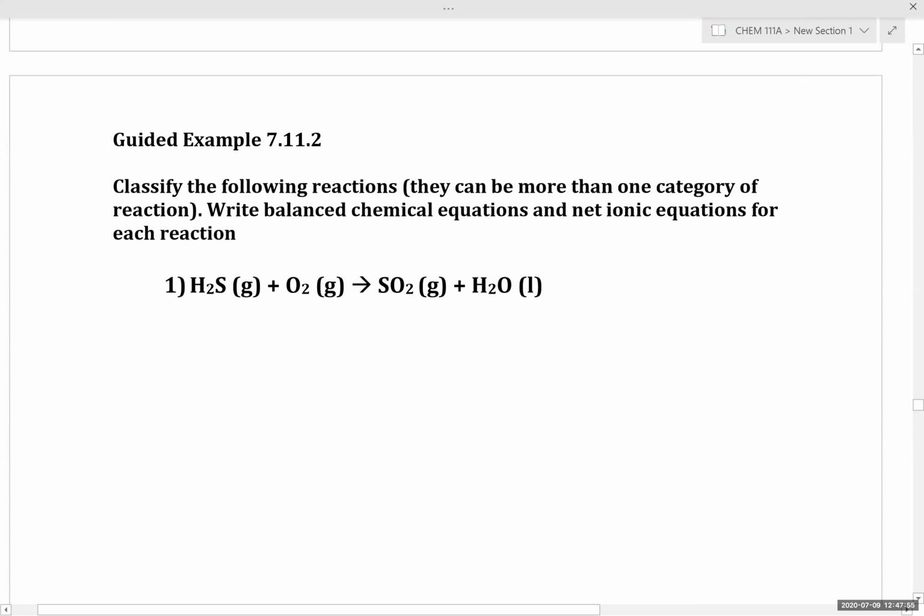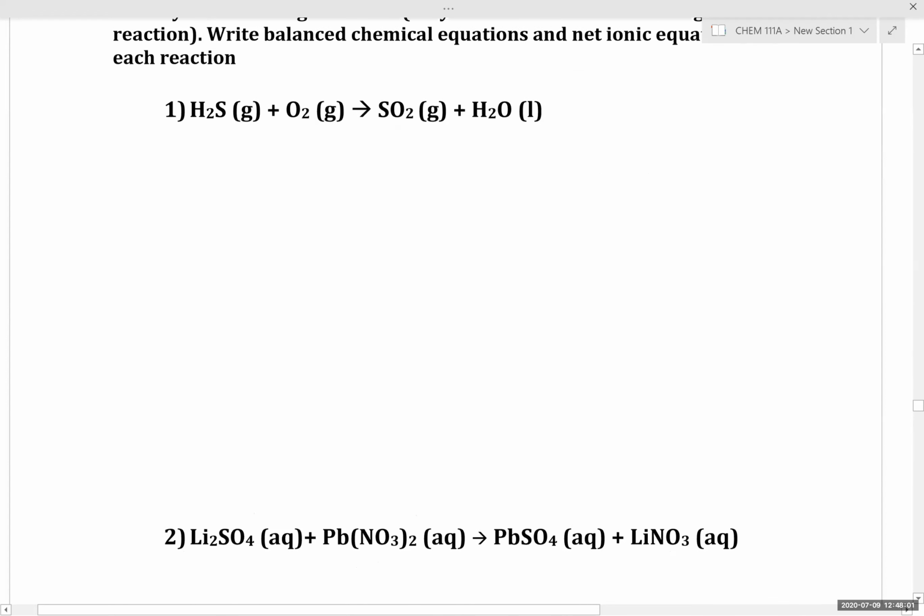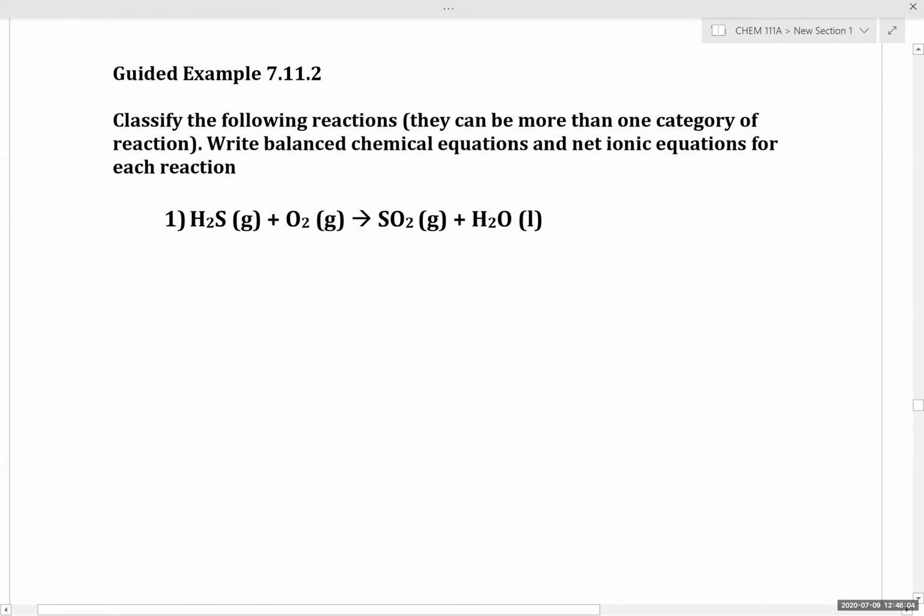So in the next example, we're going to look at this set of reactions and we're going to classify each reaction, and then we're going to write balanced chemical equations and net ionic equations. So let's do this first example together. We have hydrogen sulfide reacting with oxygen gas to generate sulfur dioxide and water. So what type of reaction is this?